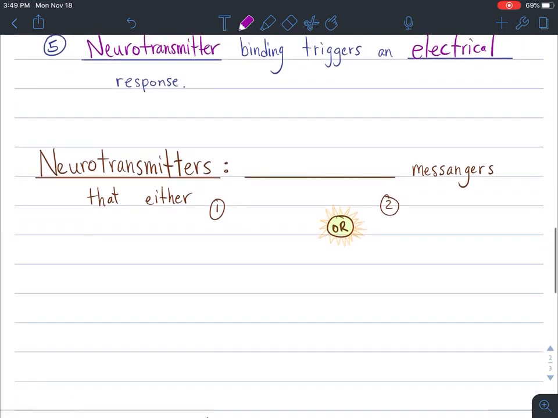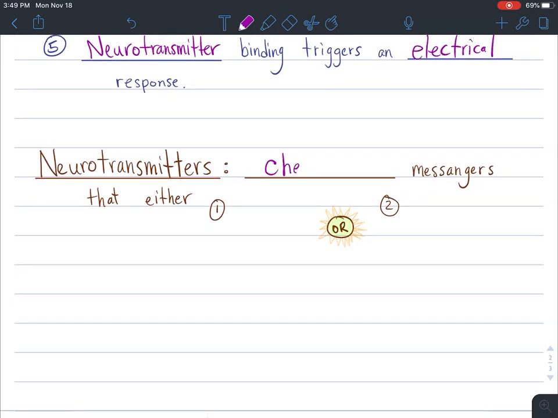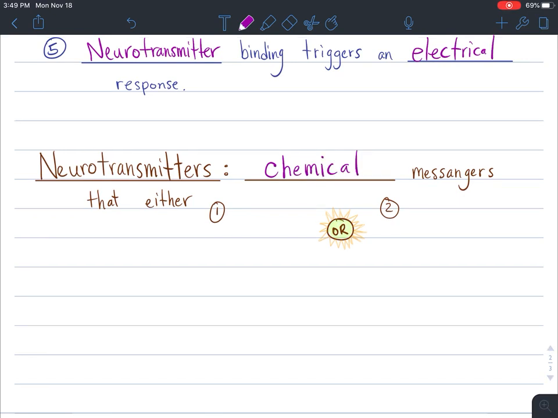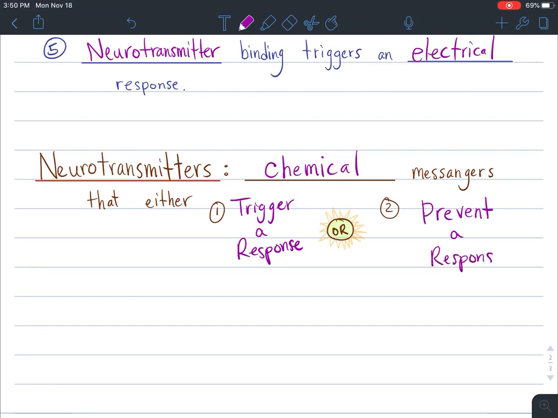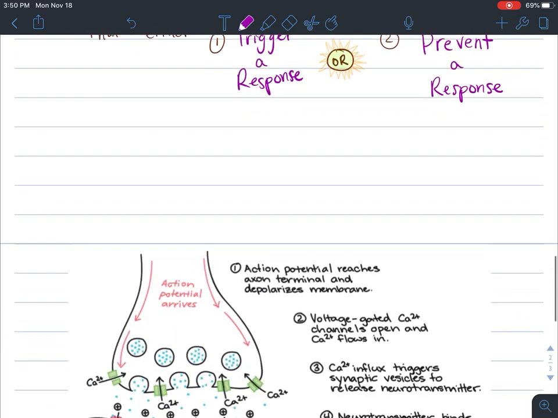So I was talking about neurotransmitters a bunch, so let's just define those. Those are basically our chemical messengers. So electricity gets converted into this chemical messenger called a neurotransmitter, and they will do one of two things. They will either trigger a response, or they will prevent a response. All right, so neurotransmitters are going to be what cause us to respond or prevent us from responding.